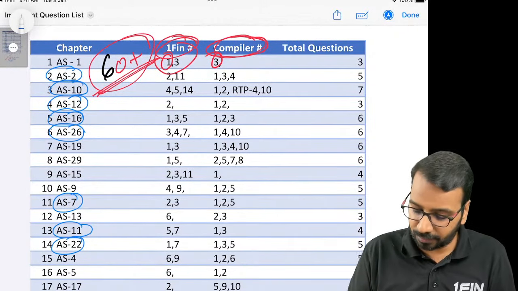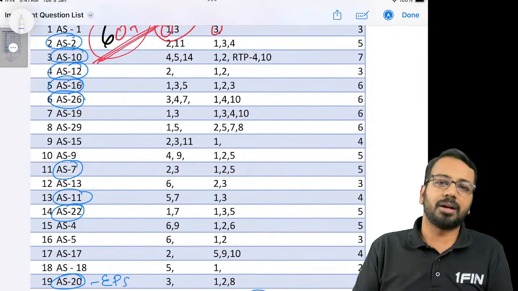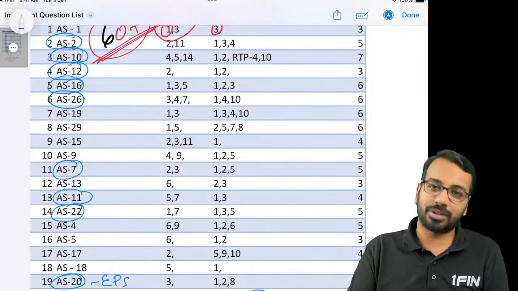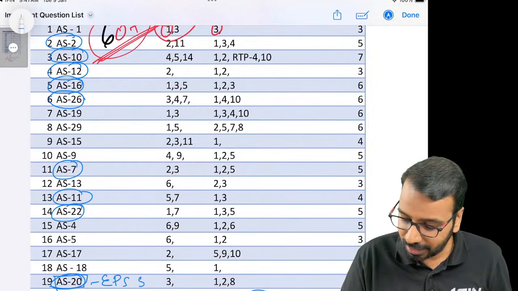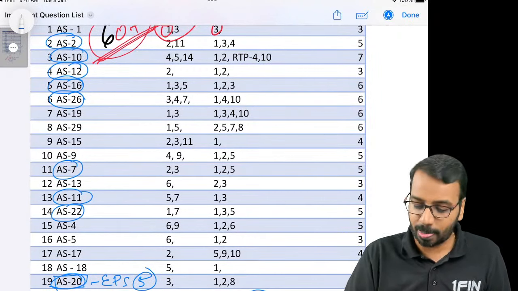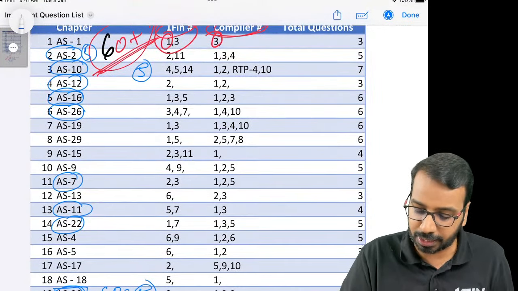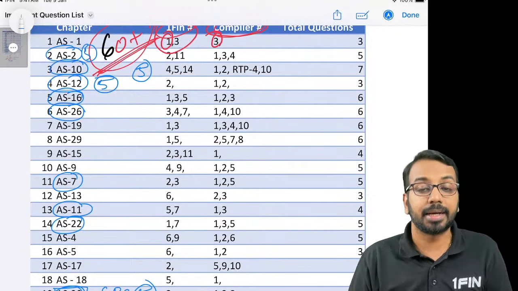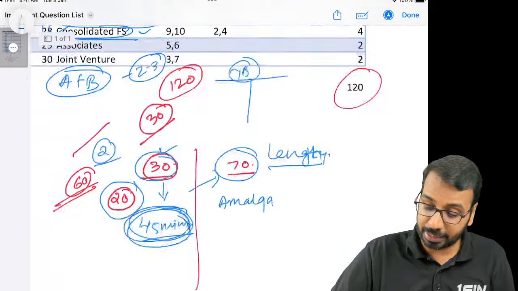For example, if you look at earnings per share, what we look at? Basic earnings per share, diluted earnings per share, weighted average calculation. Practice this so that if you get a question from AS20, 5 marks is in your pocket. Then if you get a question from AS10, 5 marks you should target. AS2, 5 marks you should target. 12, 5 marks you should target. These are the standards which are highly scoring. So you should target it that way.